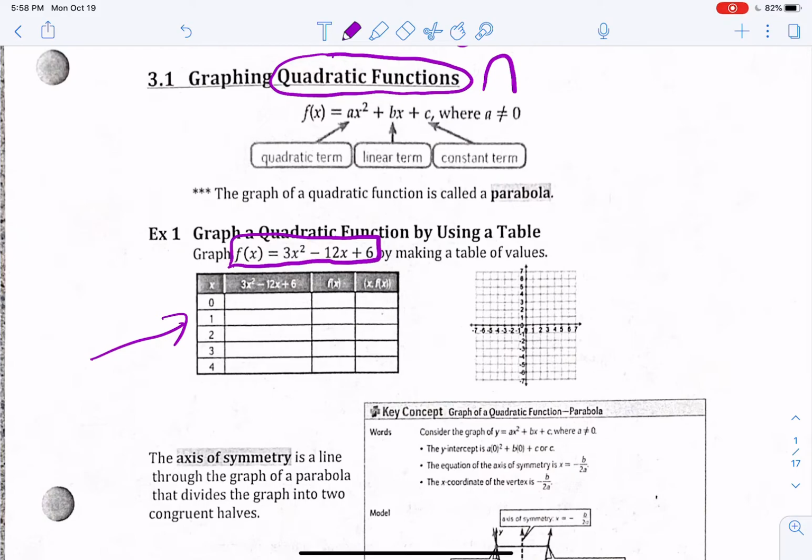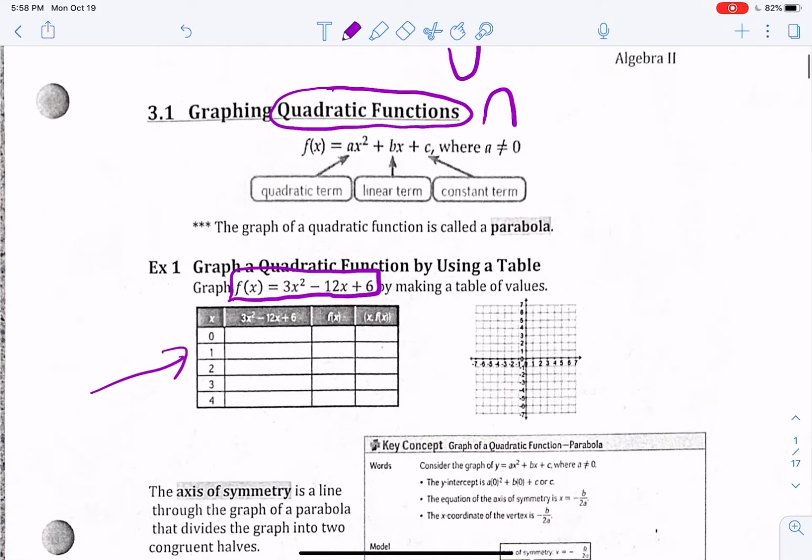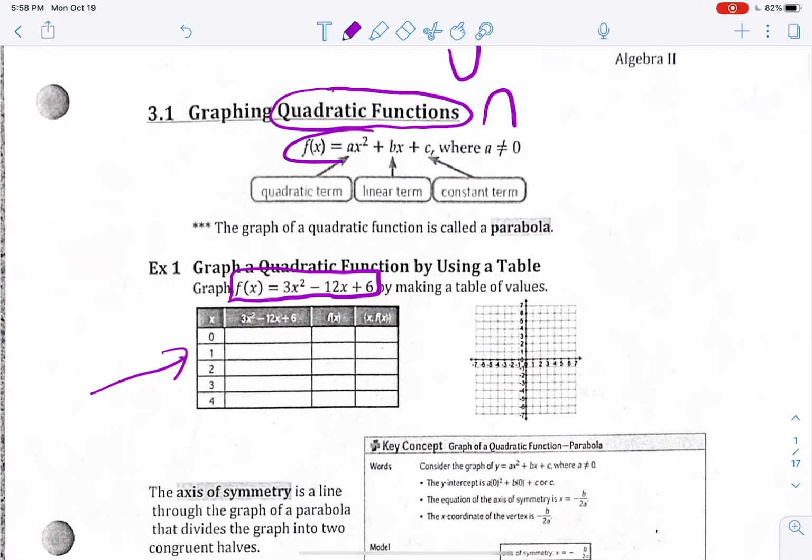Let's go back up here. Every quadratic function that you will see in this chapter is going to look like standard form, which is ax squared plus bx plus c. So all your quadratic functions are going to have an x squared in it, an x, and then just a number. The number in front of the x squared, we call that a. The number in front of the x is called b. And then the number that doesn't have an x attached to it, we usually call that c. Okay, but all of these are going to look like parabolas. So 3x squared minus 12x plus 6.